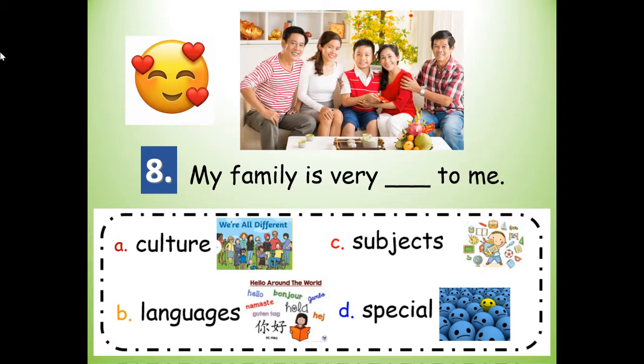What makes sense given the context, where the word is in the sentence, and our picture clues? Special. My family is very special to me. S-P-E-C-I-A-L, special. My family is very special to me.